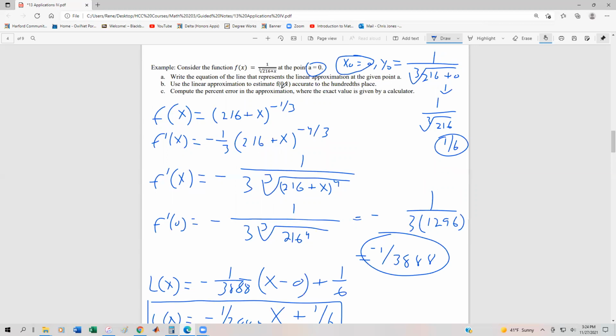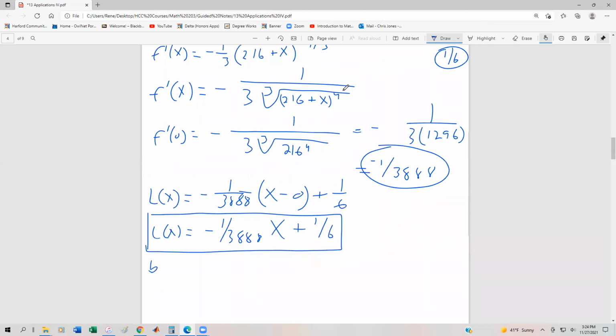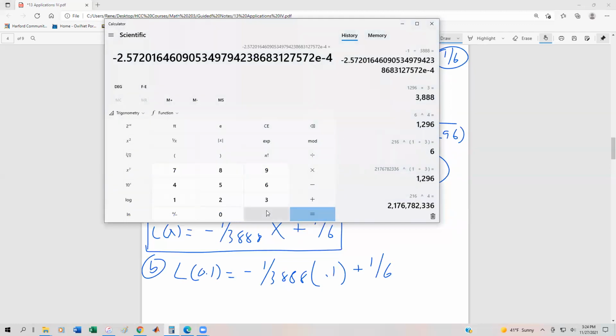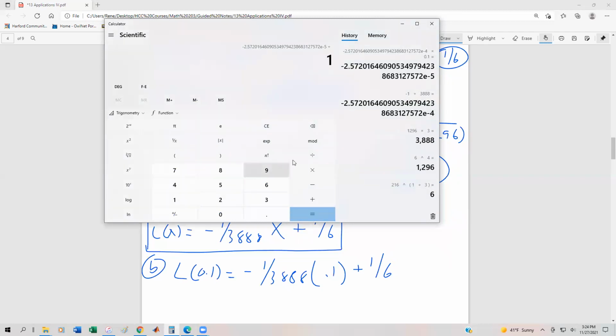All right, so we're going to approximate f at 0.1. That's going to be easy because we just plug in 0.1. So for part B, we find L at 0.1, which is going to be negative 1 over 3888 times 0.1 plus 1/6. Now we're just going to go to our calculator. Let's clear everything out. So we're going to have negative 1 over 3888, and then we're going to multiply that by 0.1, and then we're going to add that to 1 over 6.